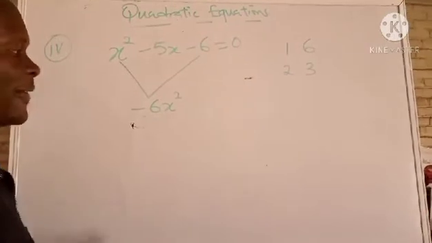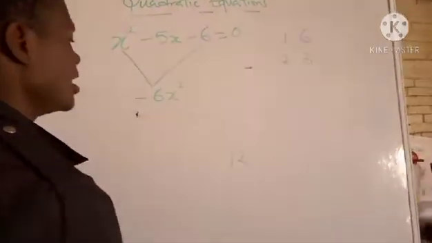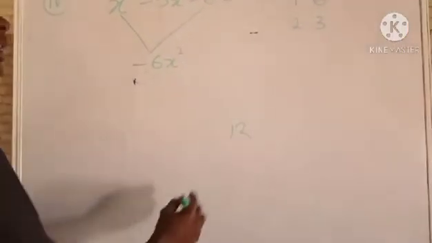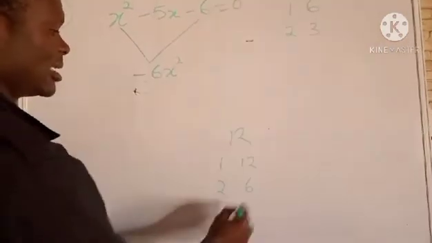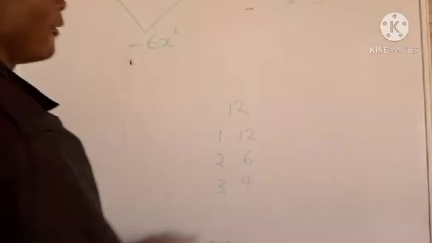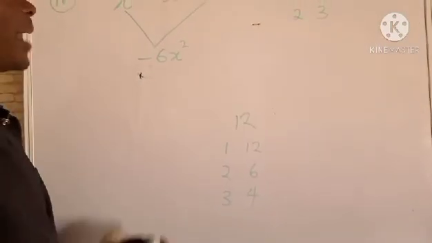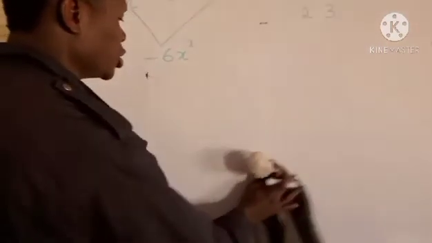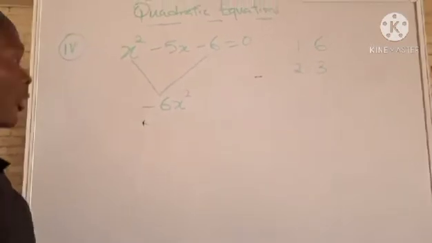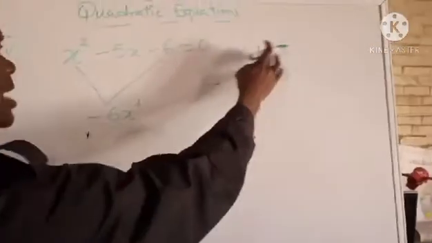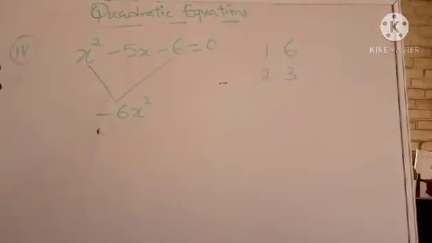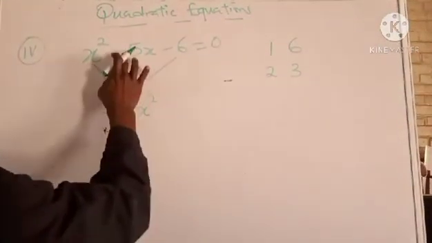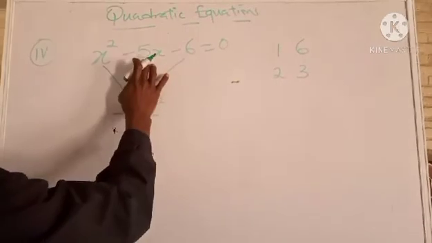Assuming you're looking for the factors of 12, for instance, the factors of 12 will be 1 and 12, 2 and 6, 3 and 4. But coming back to our area of concentration, which is factors of 6, we have 1 and 6, 2 and 3. So the next thing we need to do is to find which of these two numbers will give the middle number minus 5.